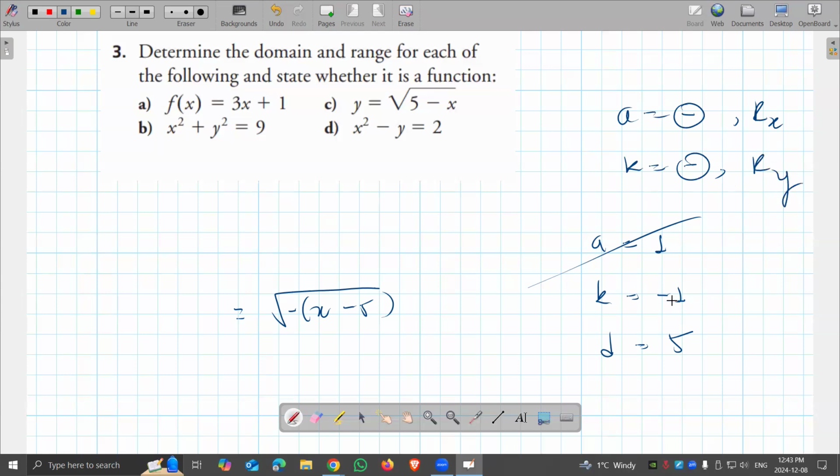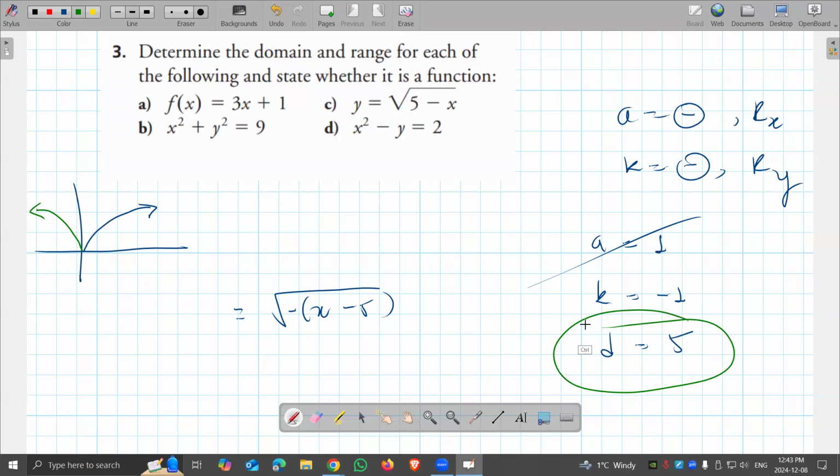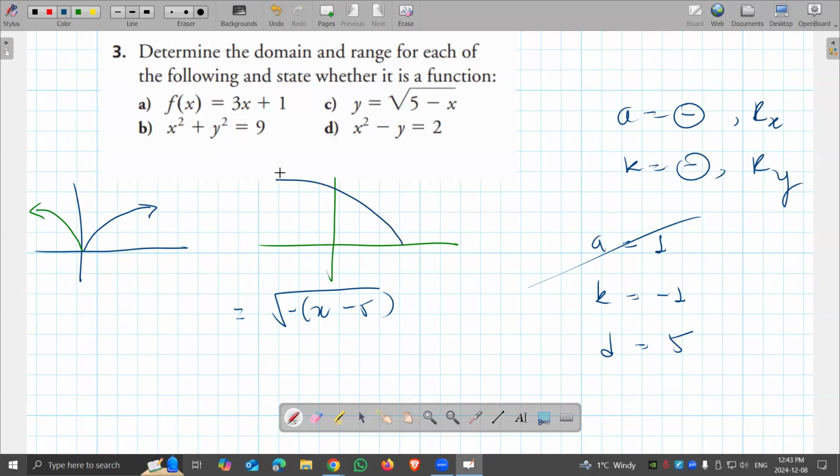So here, what's going to happen is this. We're going to start with the parent function. The square root function looks like this. It's a reflection on the y-axis, so it's going to flip the other way like that. The d equals 5 is going to shift it 5 units to the right. So all in all, your final transformed function looks like this.